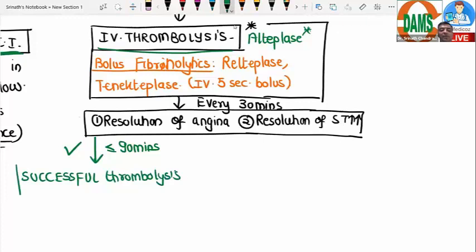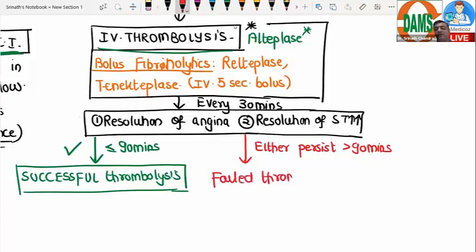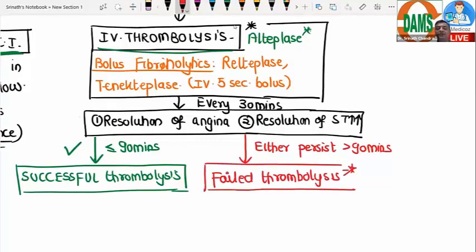So the patient should have both. The patient should have no angina, and the ST segment returns to baseline within 90 minutes of infusion. You call it successful thrombolysis. But if either persists beyond 90 minutes of the infusion, we call it failed thrombolysis. That is what has happened in this patient. In clinical vignette number 3, the patient is going through failed thrombolysis.